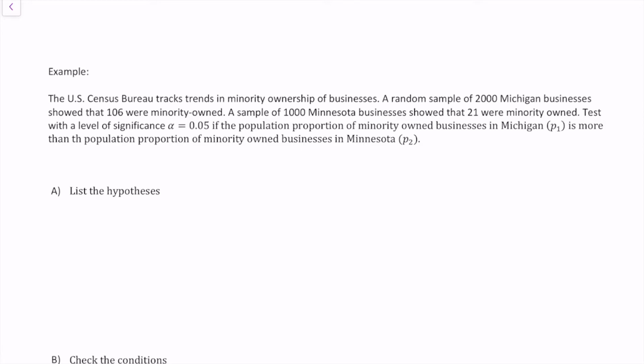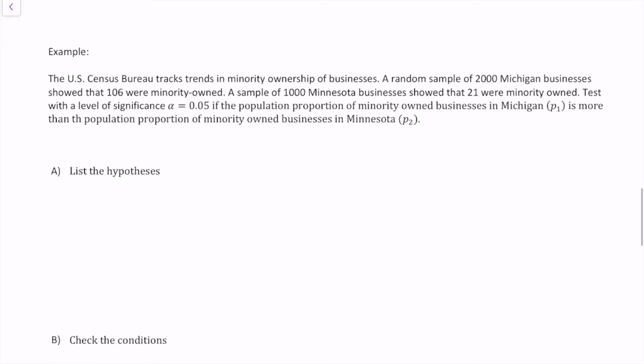All right, so first order of business. Let's get these hypotheses going. So the null hypothesis is going to involve P1 minus P2. And since it's the null hypothesis, we set it equal to 0. Null always has an equals to. Okay? And then the alternative hypothesis is going to be P1 minus P2. But we need to think about this for a second. We're trying to see if Michigan P1 is more than P2.